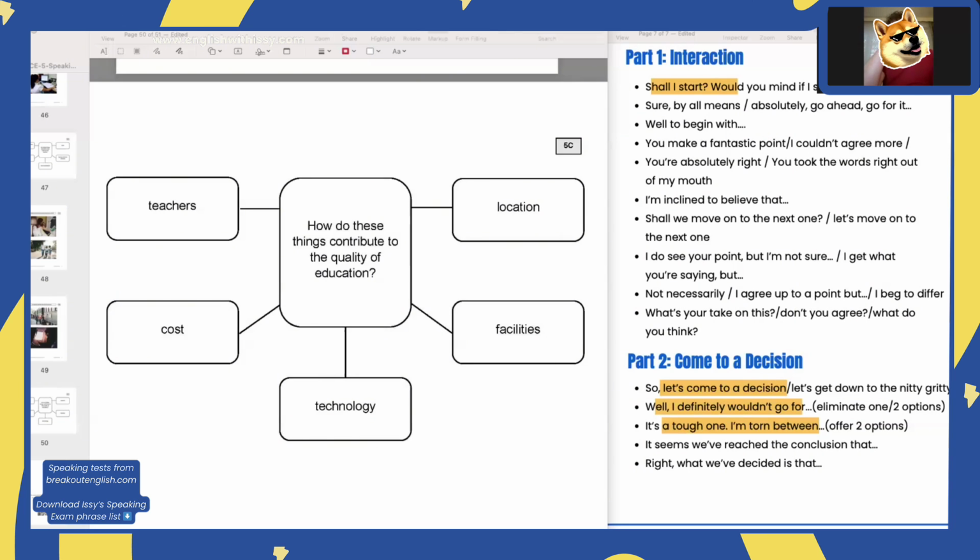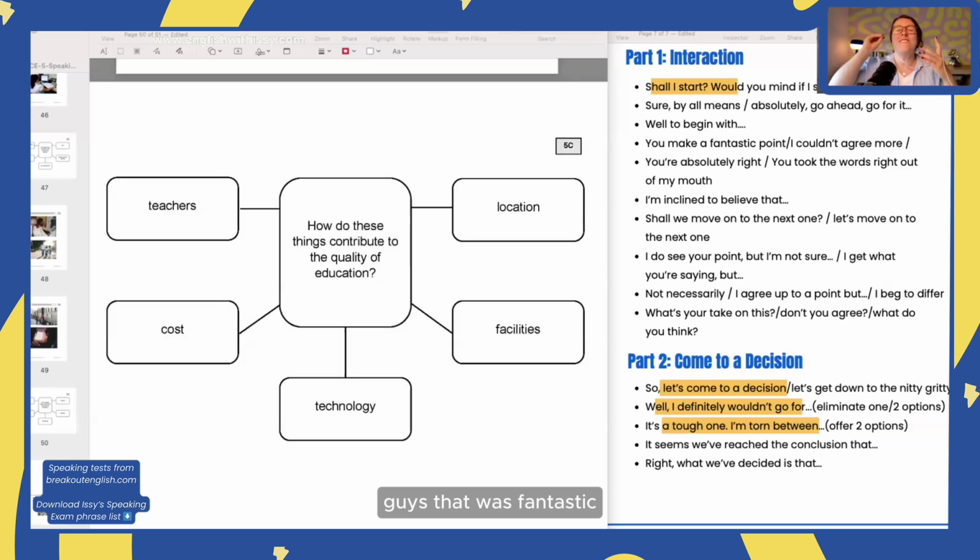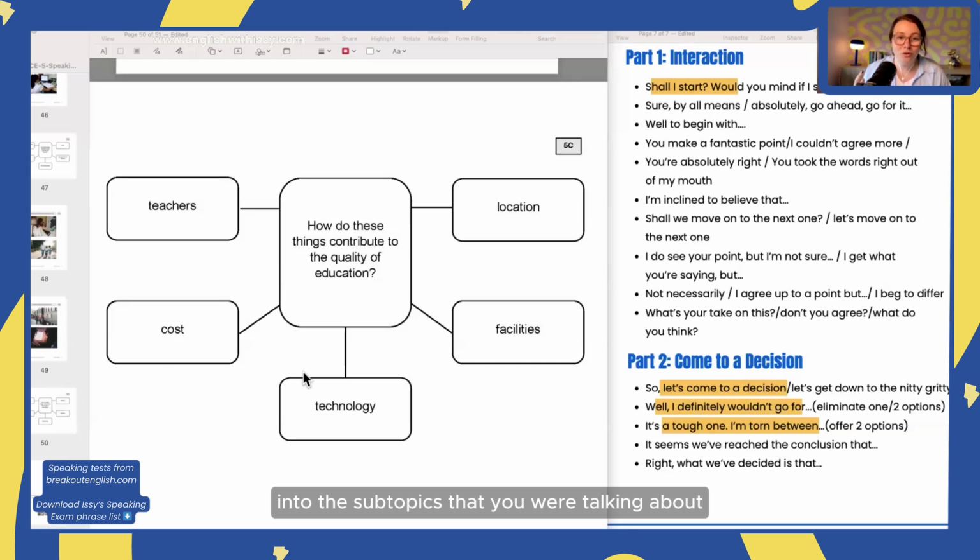Guys, that was fantastic. It was so good. I mean, the conversation was really balanced. You both spoke equally, which I love, and you really started going deep into the subtopics that you were talking about. Could you feel like the conversation was getting deeper?